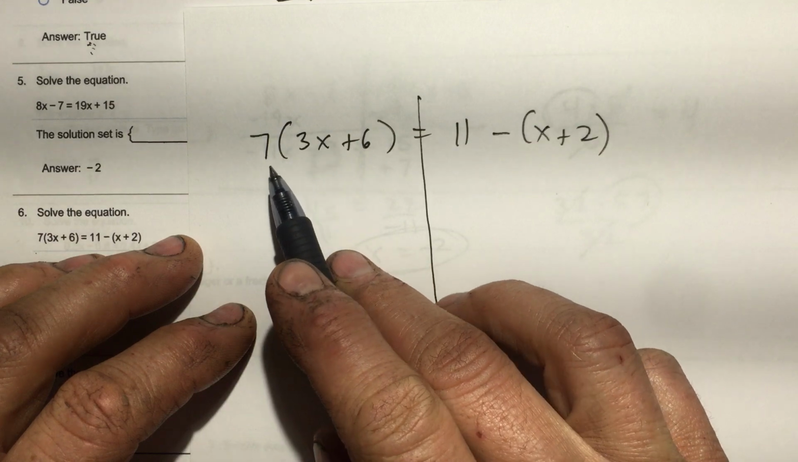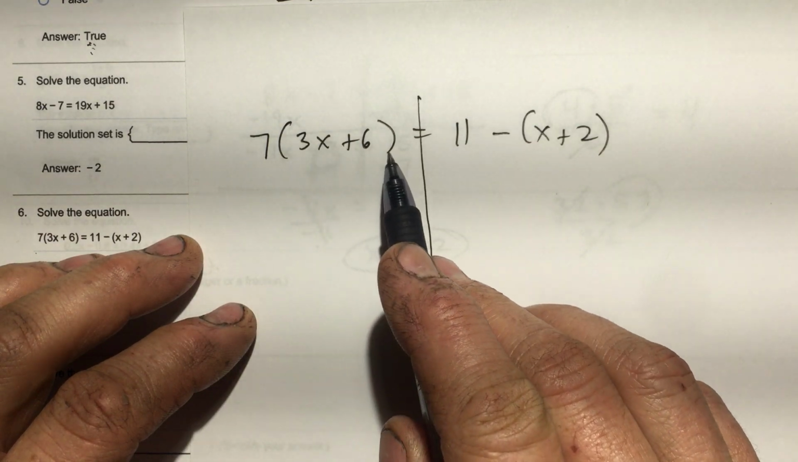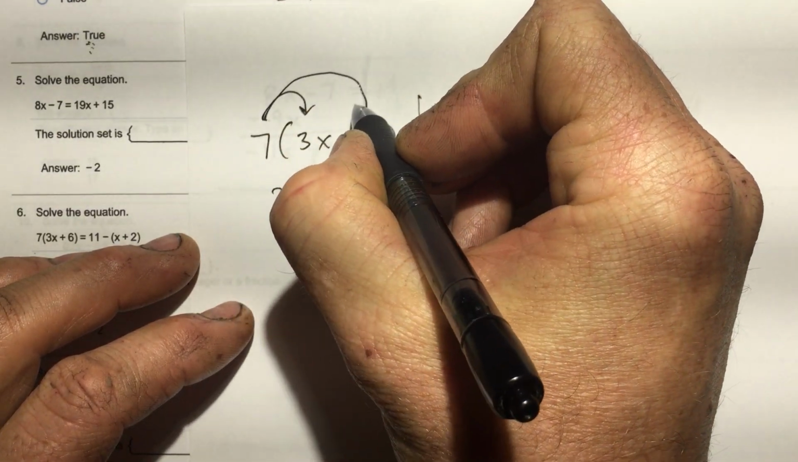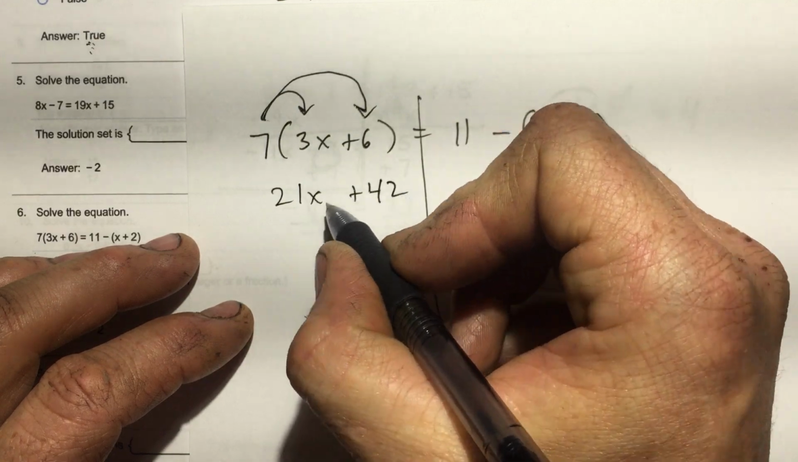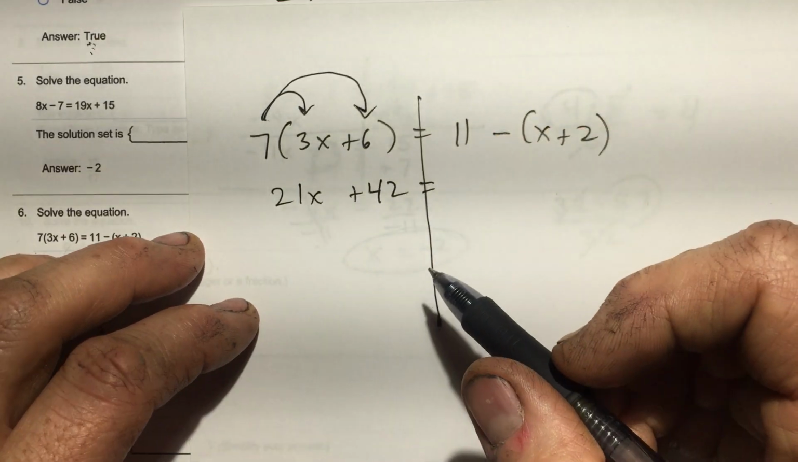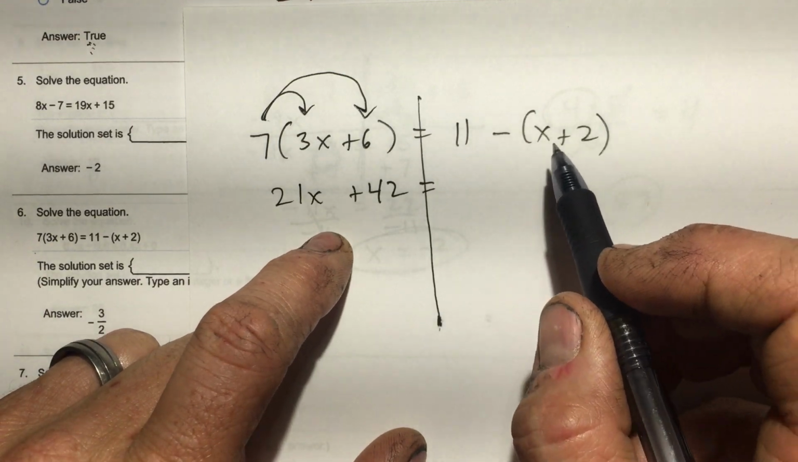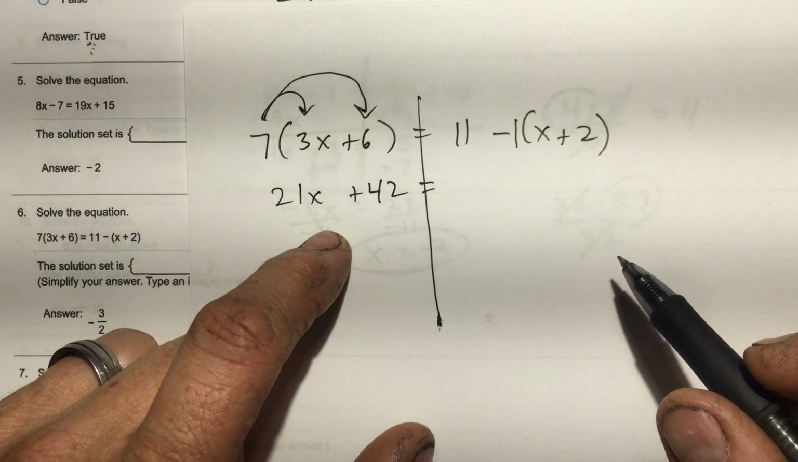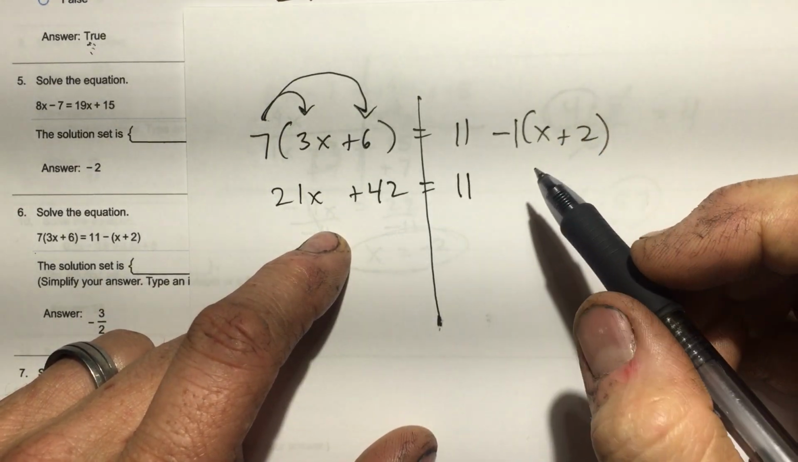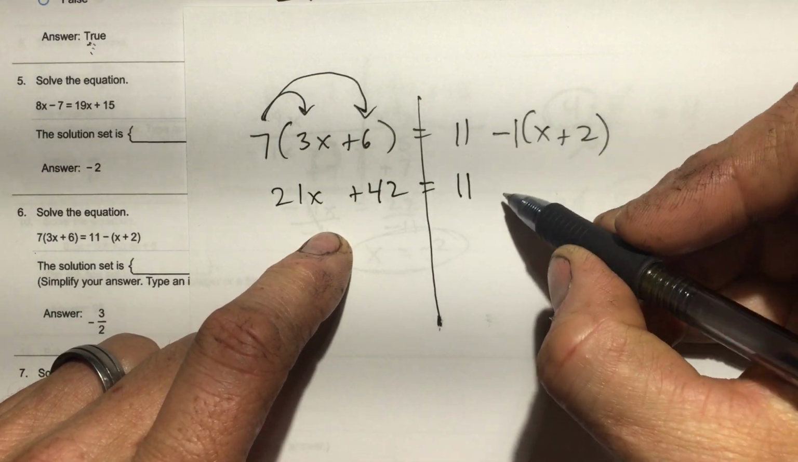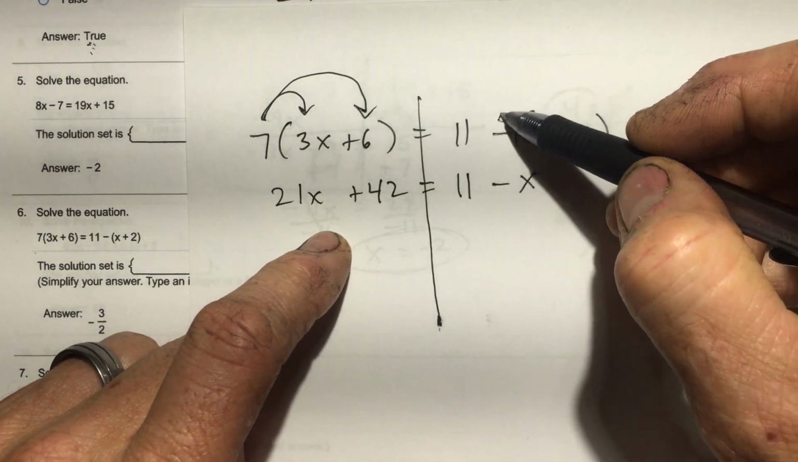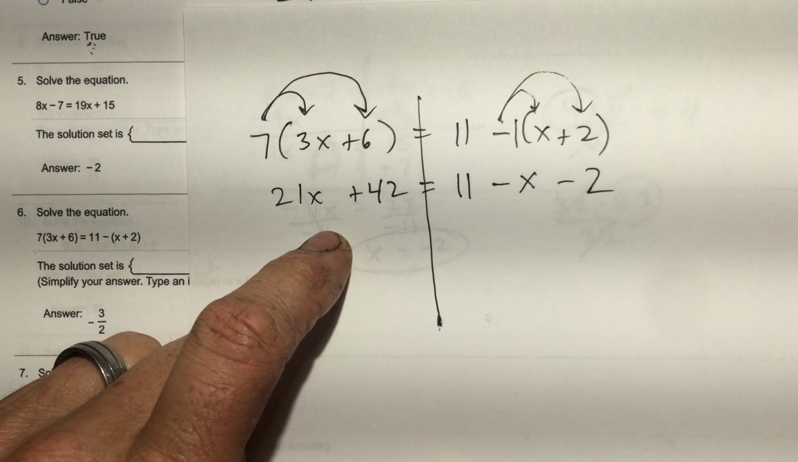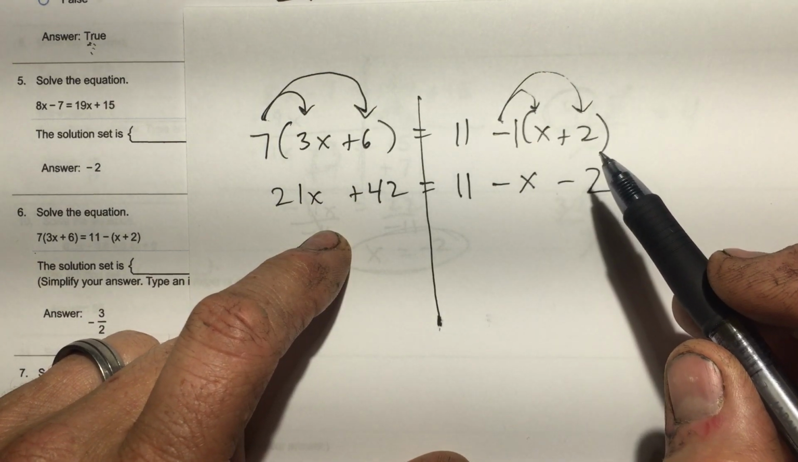Now, what I need to do here is distribute this 7 because I have 7 times all this right here. So when I distribute, 7 times 3x is 21x. 7 times 6 would be positive 42. So there's what that side would be if I distribute. Now over here, I've got another distribute. I have a negative in front of this, which is like a negative 1. So I've got this 11, I'm going to drop it down. But I've got negative 1 times x, which is negative 1x. And then I have negative 1 times 2, which is negative 2. And so I've distributed over here and got rid of these parentheses.